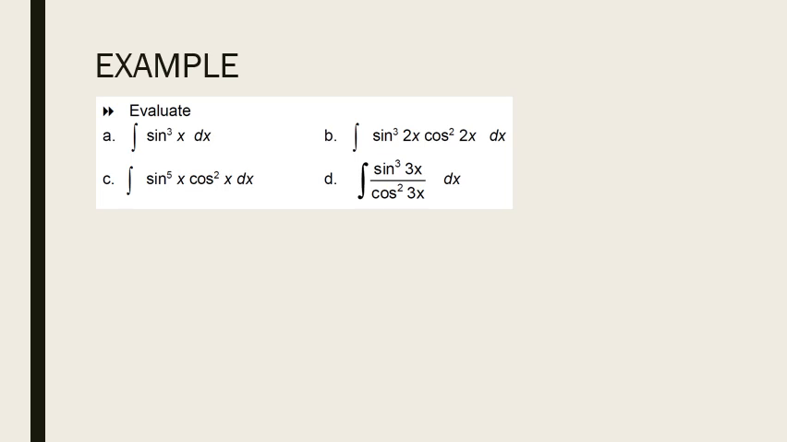B, I leave it to you. I give you the answer. The answer of B is cos power of 5x over 10 minus cos cube x over 6 plus c. Okay, so I'm doing C.